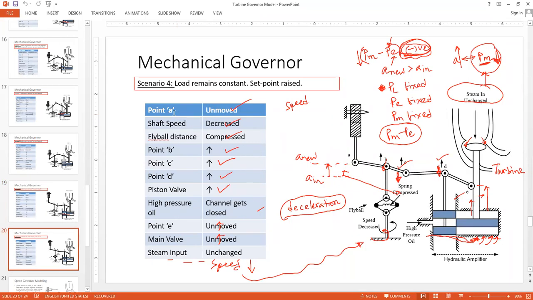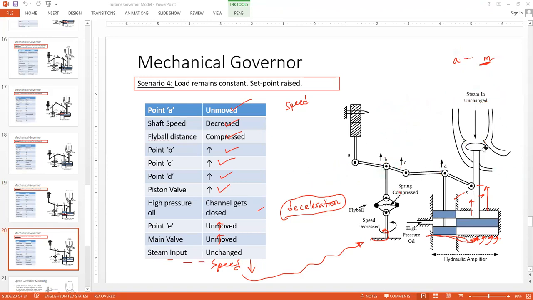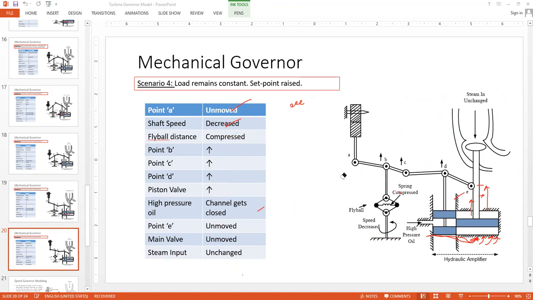So point A, now we are not touching point A. Once we have fixed point A to the new position, we are not touching it anymore. So point A is still unmoved. Shaft speed decreased. As we said in the previous slide, at the ending part, the shaft speed will be decreased. So once the shaft speed gets decreased, that will be sensed by the speed sensing mechanism. And accordingly, what we will get.